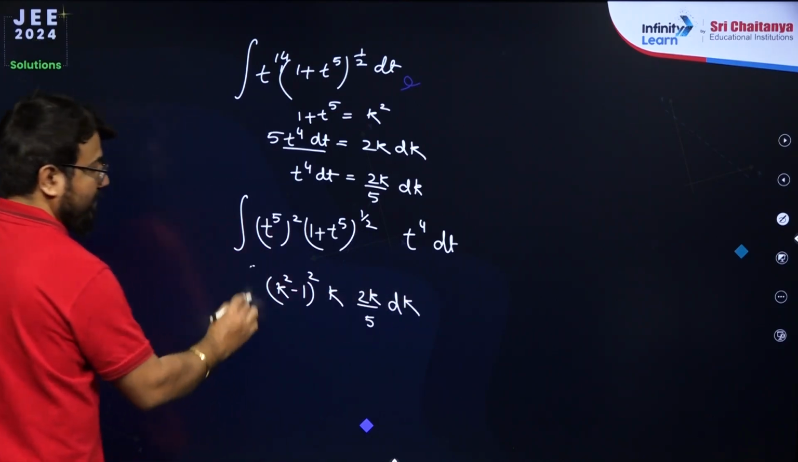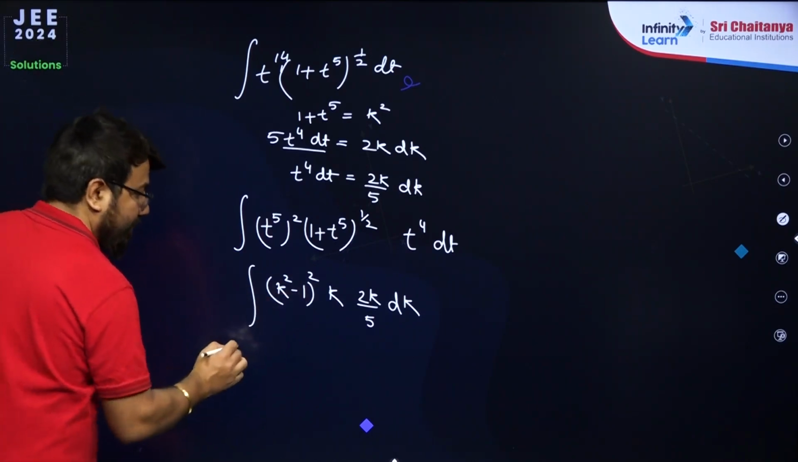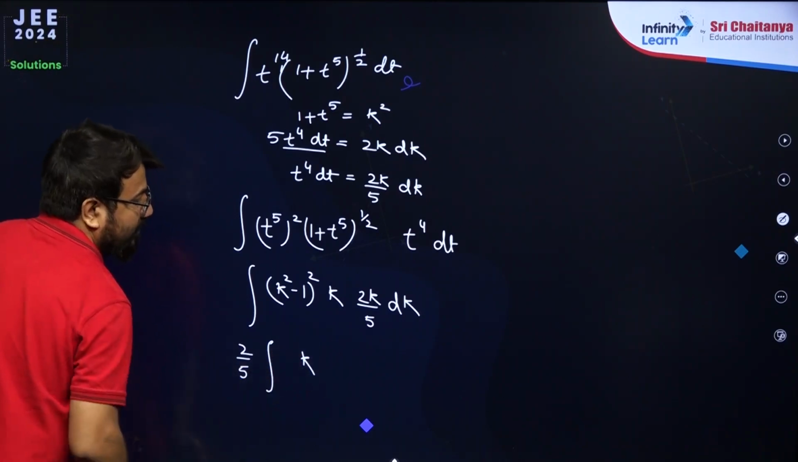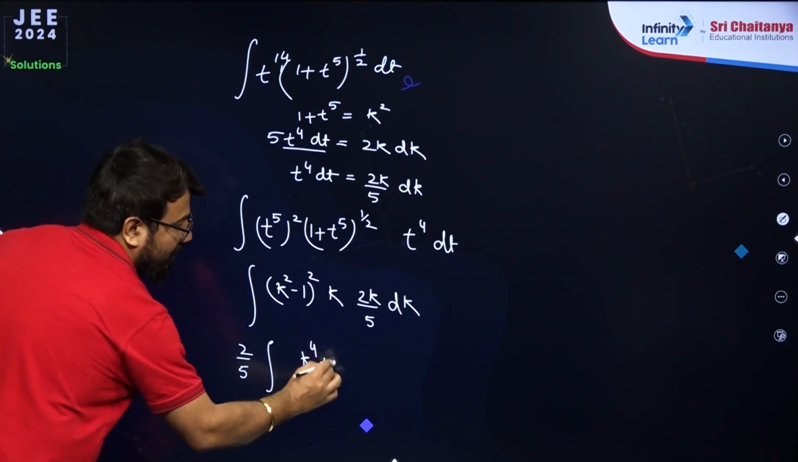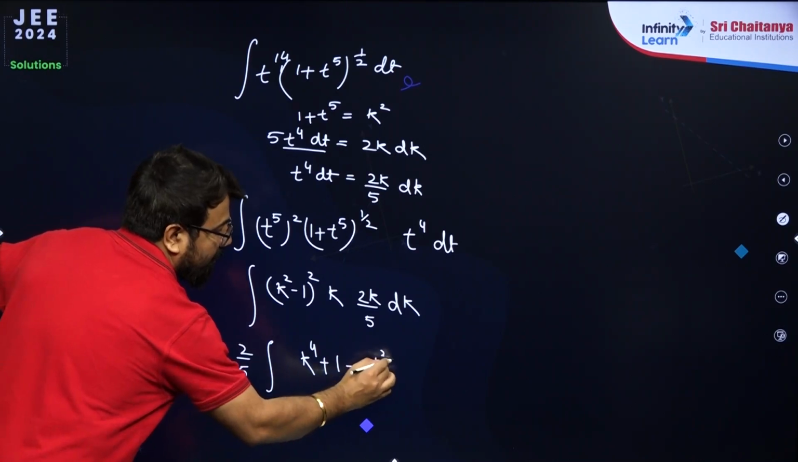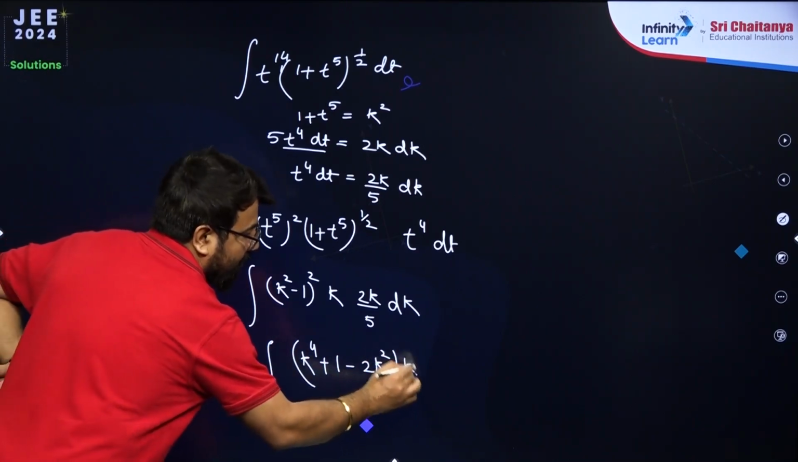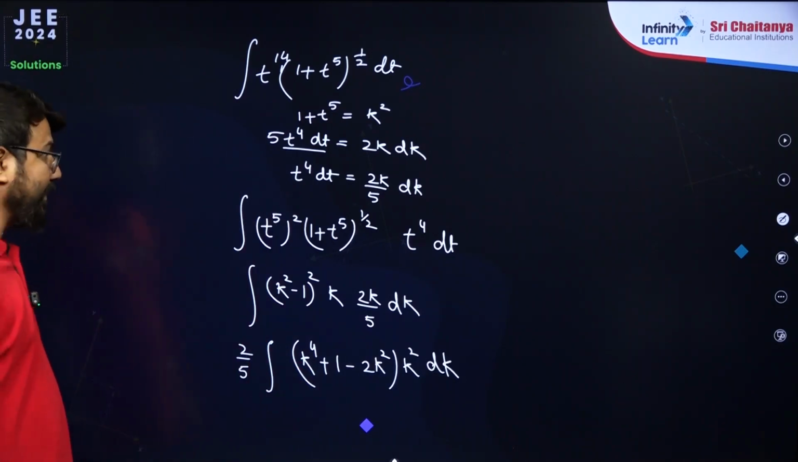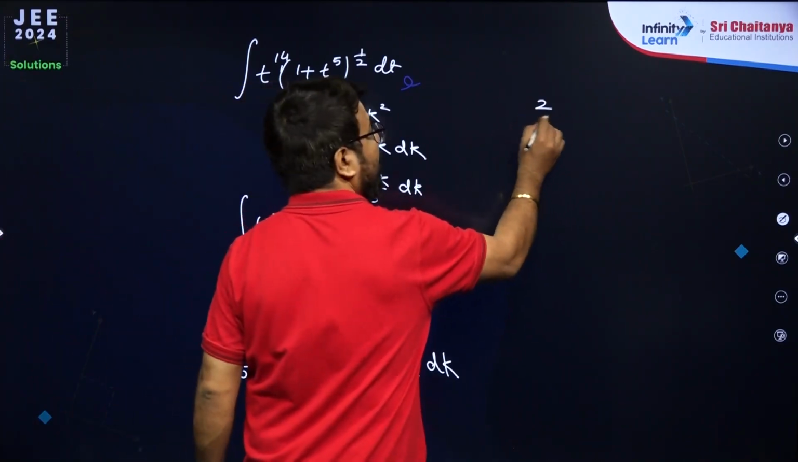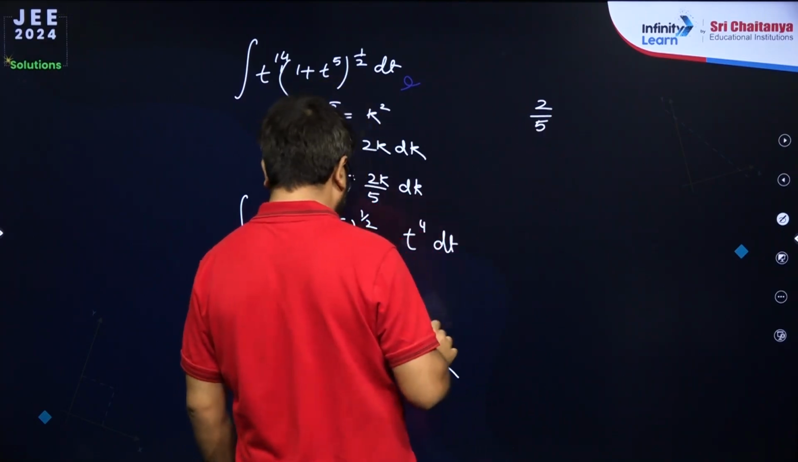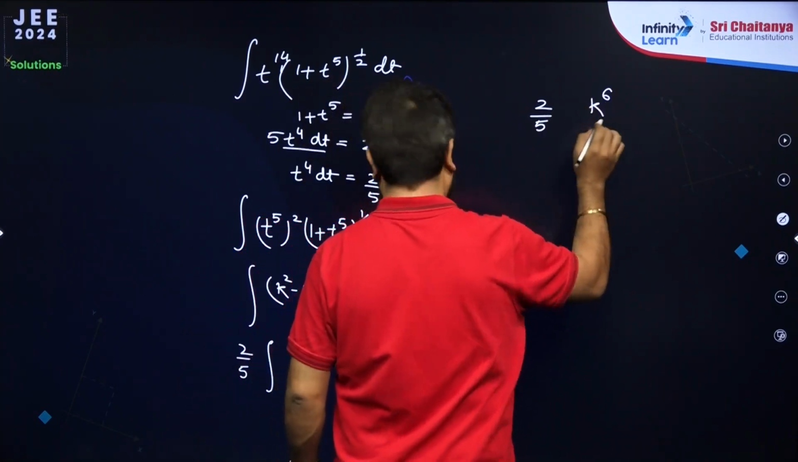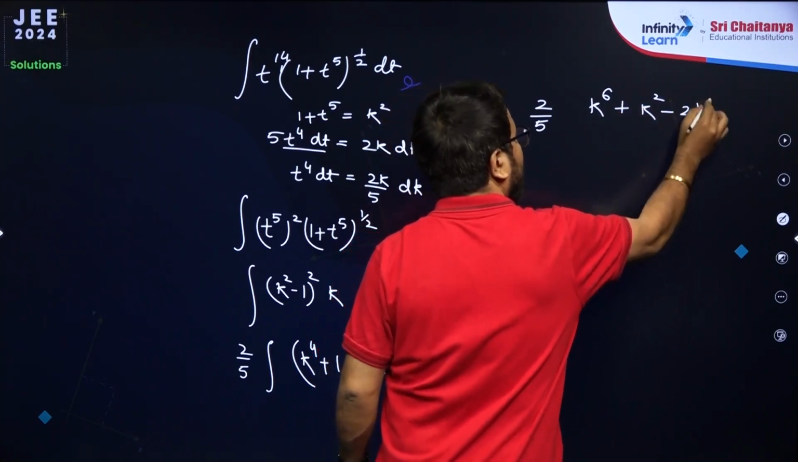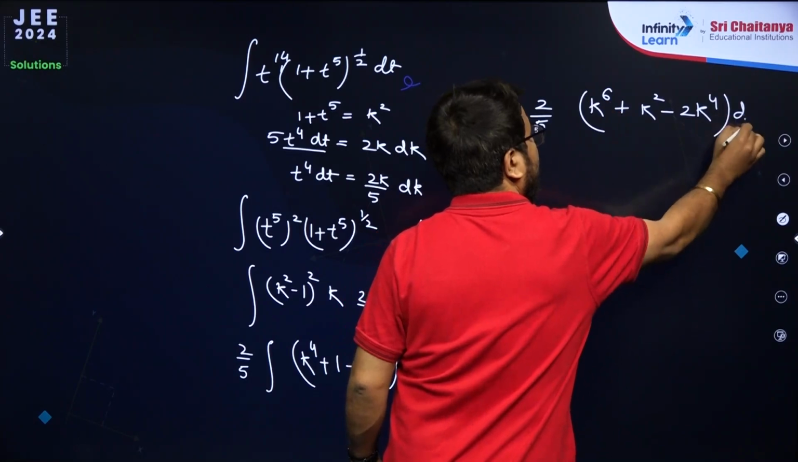I hope you are able to understand this. Now let us take this 2 upon 5 outside. Along with that, if I try to open up this bracket, it will be k raised to the power 4, then plus 1, minus 2k square. This whole gets multiplied with k square and dk. Now it will be very easy for me integrating it, because 2 by 5 is already outside. And I will be writing k raised to the power 6, then k square, and then minus 2k raised to the power 4, and then it is dk.